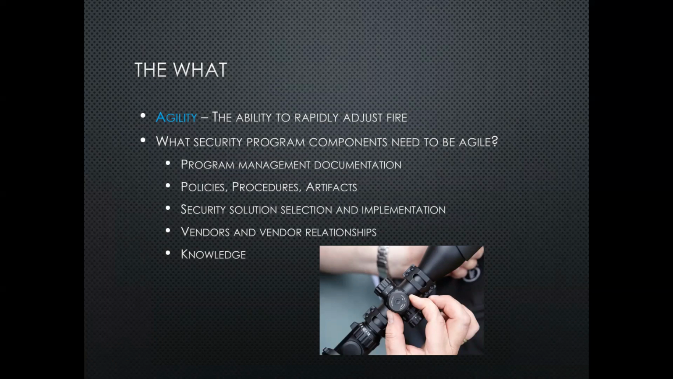So what components of your security program need to be agile? We'll take it from the top. You have program management documentation as a whole. This is above the policies and procedures. This is how your leadership team is going to manage the security program for your organization. Then you get down into policies and procedures and the artifacts that are generated from those documents.